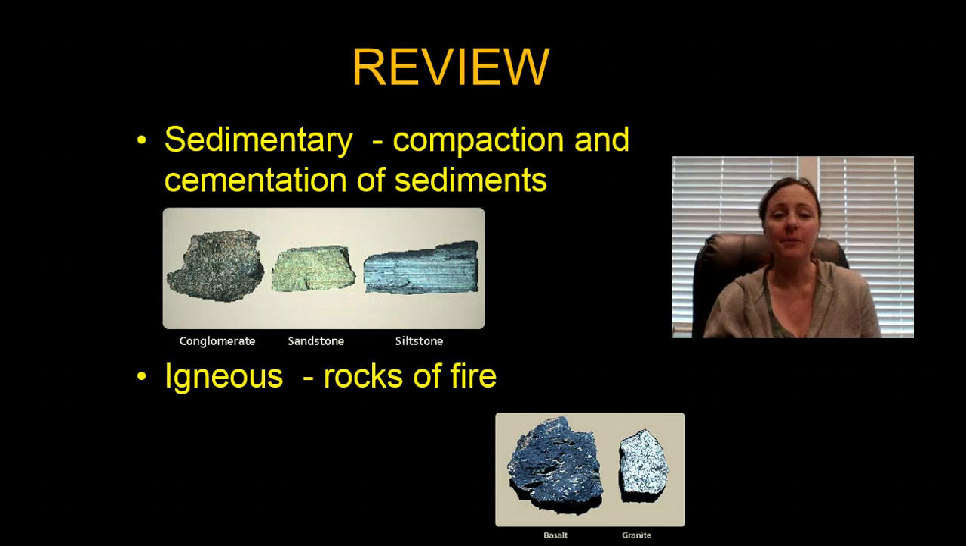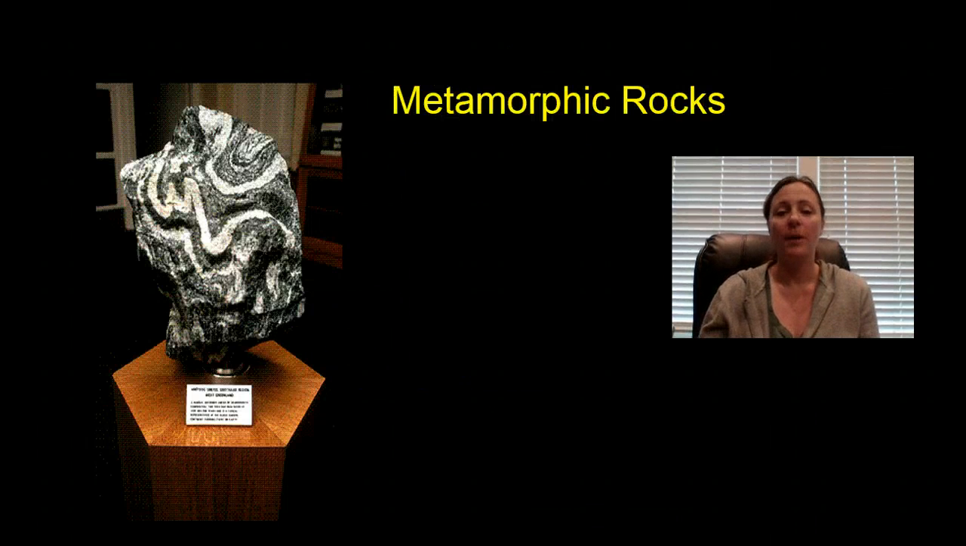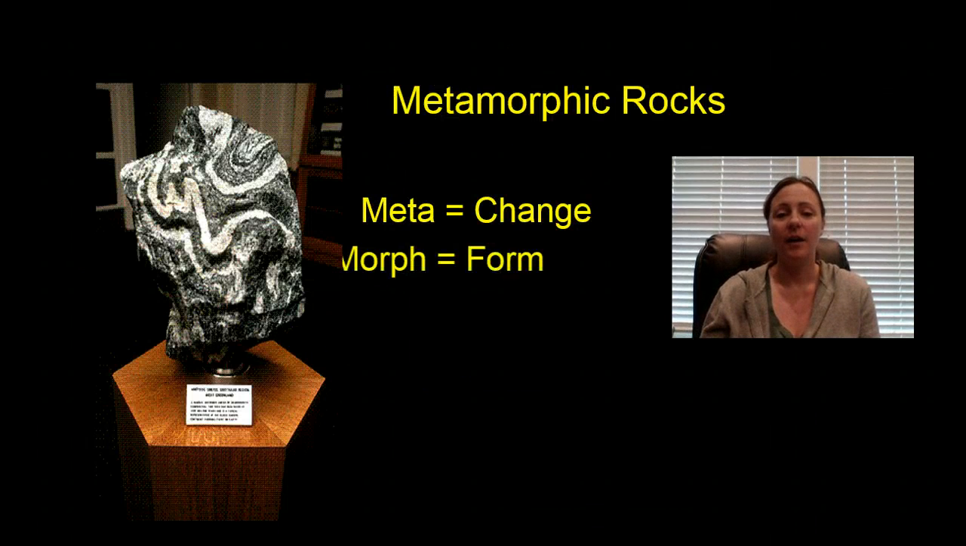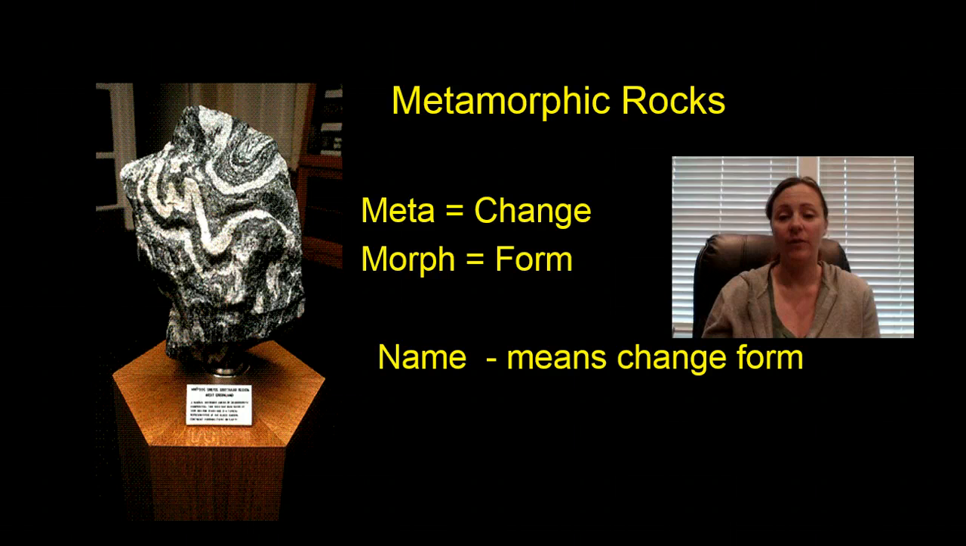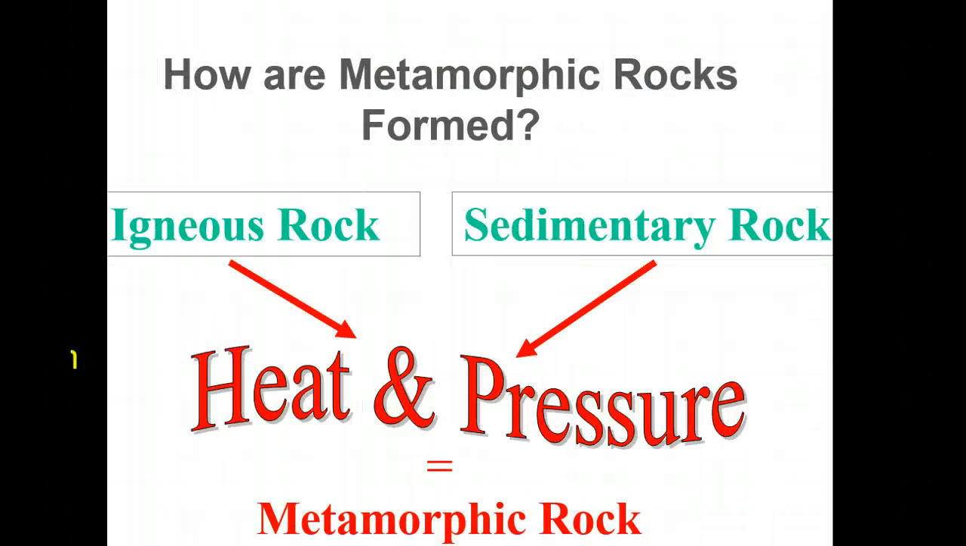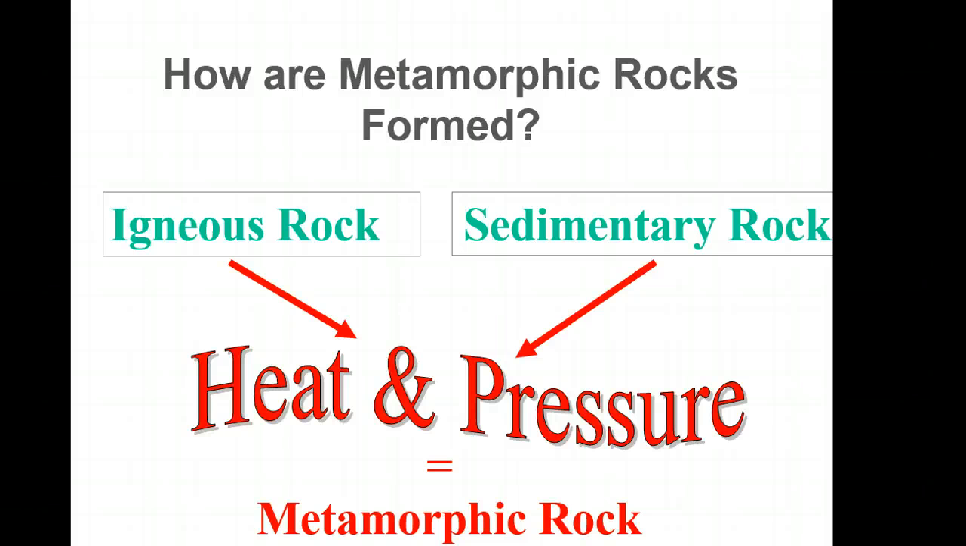You remember sedimentary rocks are formed from the compaction and cementation of sediments, and igneous rocks are formed from the solidification of magma or lava. Well, metamorphic rocks come from the Latin terms meta, which means change, and morph, which means form. So metamorphic literally means change form. So how are metamorphic rocks formed?